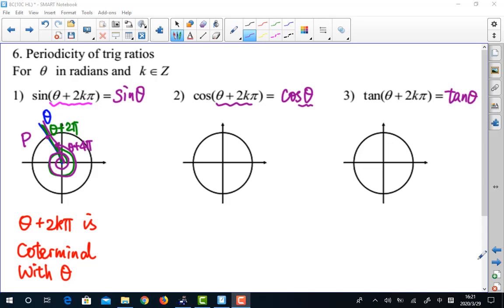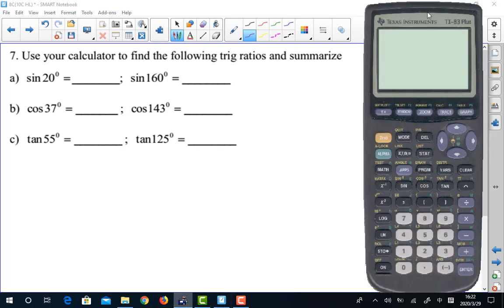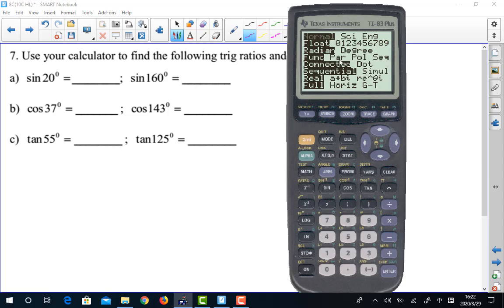Let's look at section 7 and section 8. Try to use the graphing calculator to help you find the following trig ratios and summarize the pattern rules you can discover from those questions. Let's look at section 7. Use your scientific calculator to find the following trig ratios and summarize a pattern rule. Sine 20. Since 20 is in degrees, we need to shift our mode on the graphing calculator from radian to degrees. Let's press enter and quit.